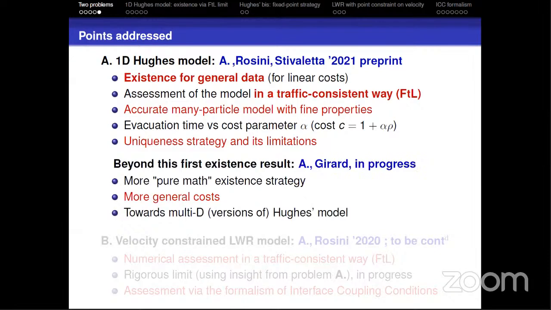Okay? Then, beyond this first existence result, where we use rather weak compactness strategies, we looked with my master student Theo Gérard for a more purely mathematical existence strategy with a fixed point. And also the question is, can we do it for more general costs? With the final goal, which is, I think, quite ambitious at the present stage, to go towards multi-D versions of the Hughes model, possibly regularized more or less, possibly with a partial parabolic behavior in LWR.